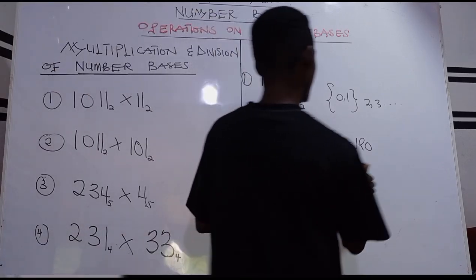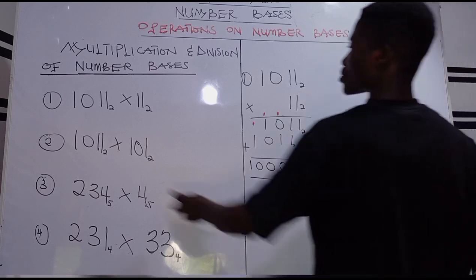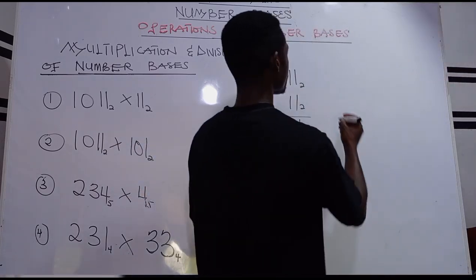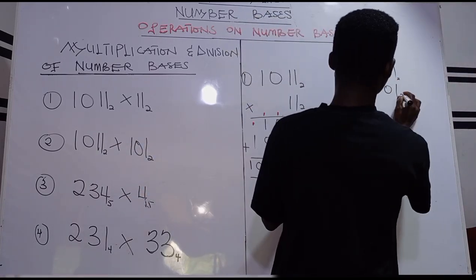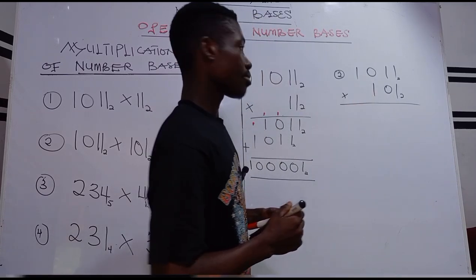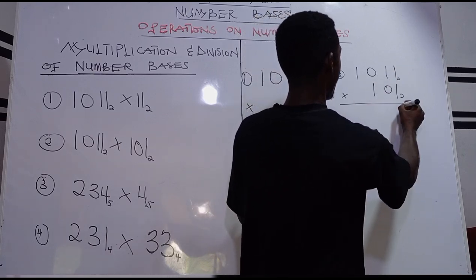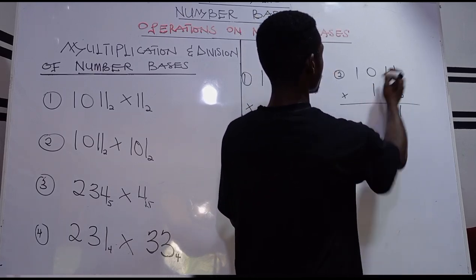And then see how that one also goes. So we have 1011. We have to multiply these together. Okay, so let's start. We have 1 times 1 will give us 1. 1 times 1 will give us 1.